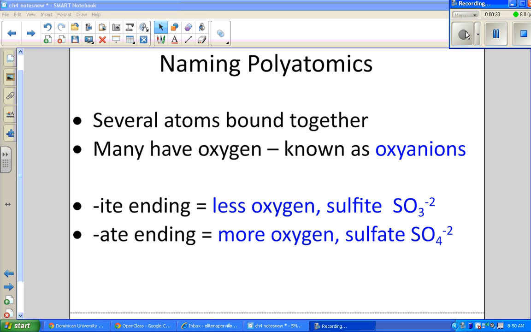You don't have to memorize these. You've been given a blue chart that has a list of these polyatomics, but I just wanted you to notice the endings. Some have an ITE or IT ending, some have an ATE ending, and the difference is the amount of oxygen. If there is less oxygen, it is called something like sulfite, and notice the formula is SO3 with a -2 charge. If there's more oxygen, it gets the ate ending, such as sulfate. So it's SO4 -2. So just note the difference in oxygen changes the ending of the polyatomic ion.